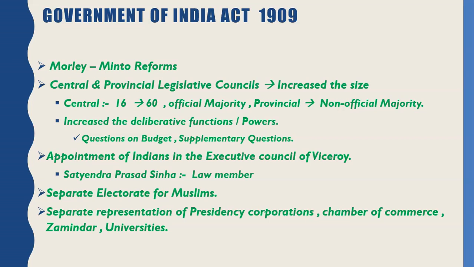Okay. Now friends, this act provided for the separate electorate for Muslims. Now what is the meaning of separate electorate? It means that only Muslim voters were allowed to vote for Muslim candidates. Okay. So now only Muslim voters were allowed to vote for Muslim candidates. And this is known as communal electorate. Okay. And due to this only, Lord Minto is known as the father of communal electorate. Okay. Why? Because he started communal representation or communal electorate system in India.